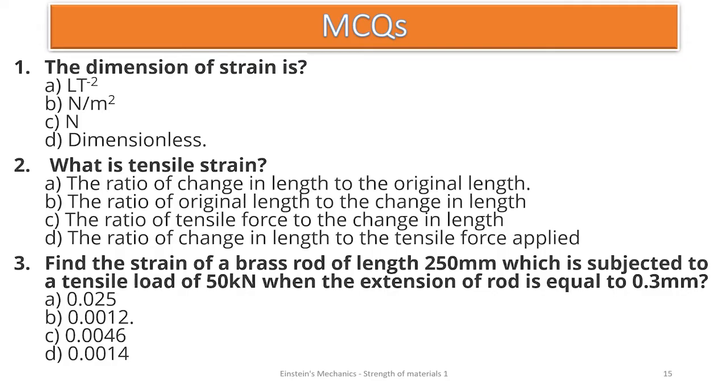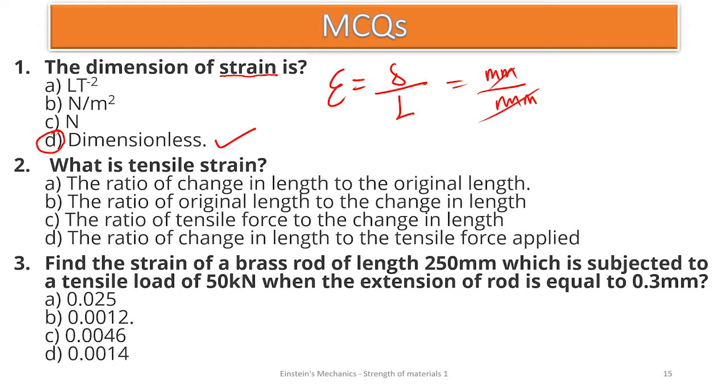So we have some dimensions given from A to D. D says dimensionless. So the dimension of strain, the answer is D. It is dimensionless because strain is giving us the elongation produced per unit length, which is going to be either in millimeters to the length millimeters, and it will cancel out. So strain is dimensionless.